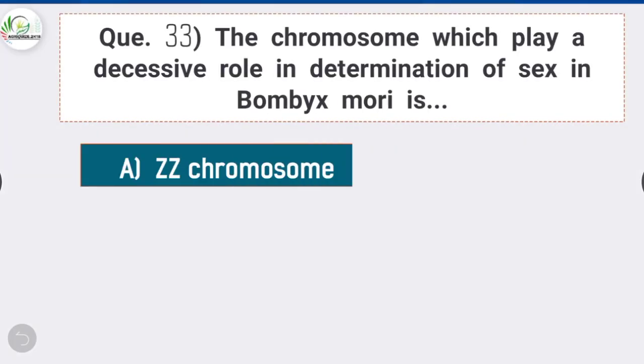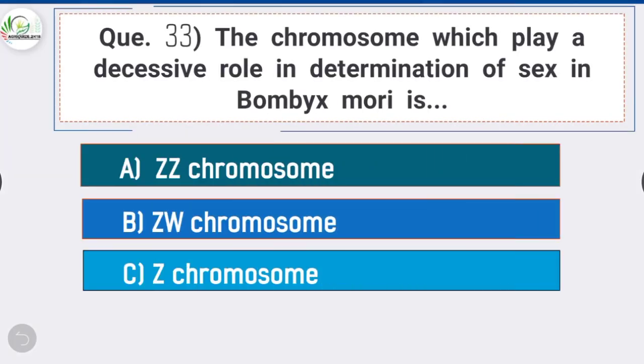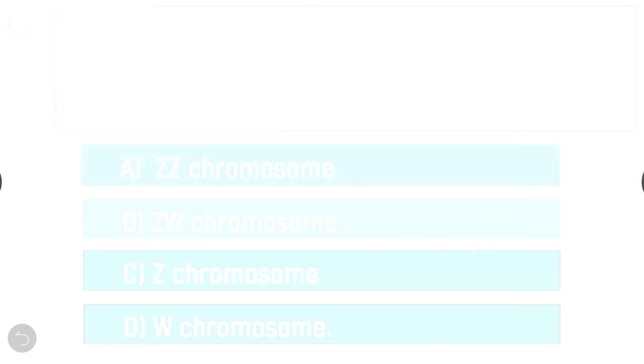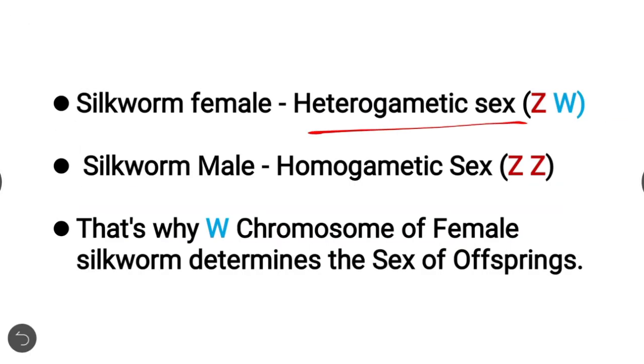Question number 33. The chromosome which plays a decisive role in determination of sex in Bombyx mori is, option D is the correct answer, W chromosome. In silkworm, the female is the heterogametic sex and has one Z and one W chromosome, whereas the male is homogametic which has two Z chromosomes. That's why the W chromosome of the female silkworm determines the sex of offspring.